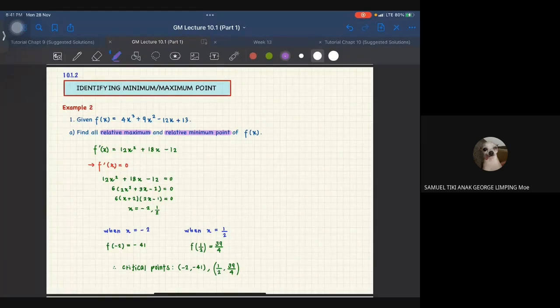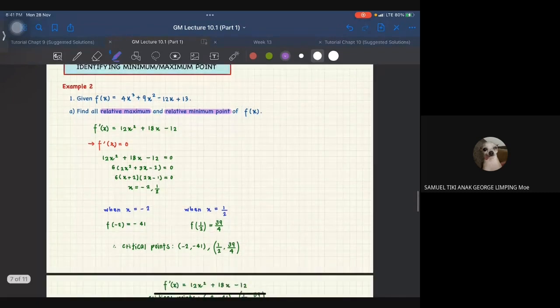Okay, so let's take a look at this one first. Yang ini saya dah cari siap-siap untuk awak. So saya dah cari first derivative. Okay, so I have 2 critical points, but I don't know which one is maximum, which one is minimum. Okay, so let's continue on how to determine it.